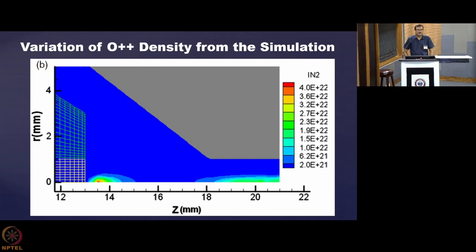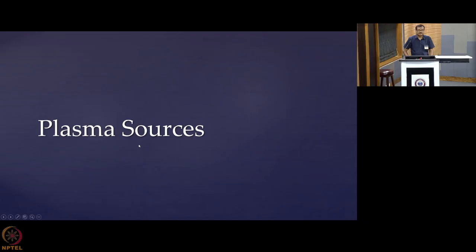These are the O plus second ion densities. As I told you, because of the very high temperature over here, the density of O plus plus is seen maximum here, then it decreases.